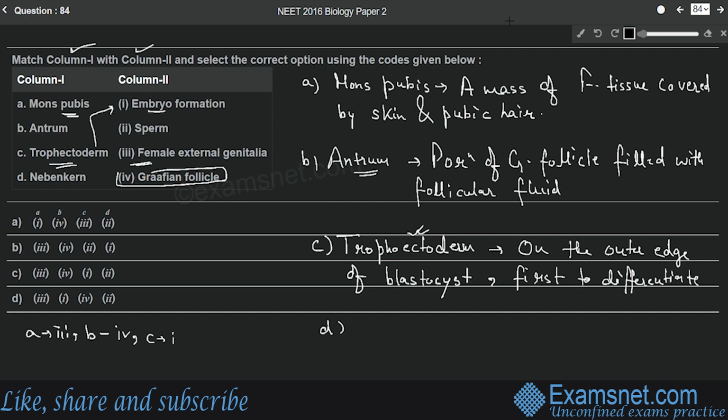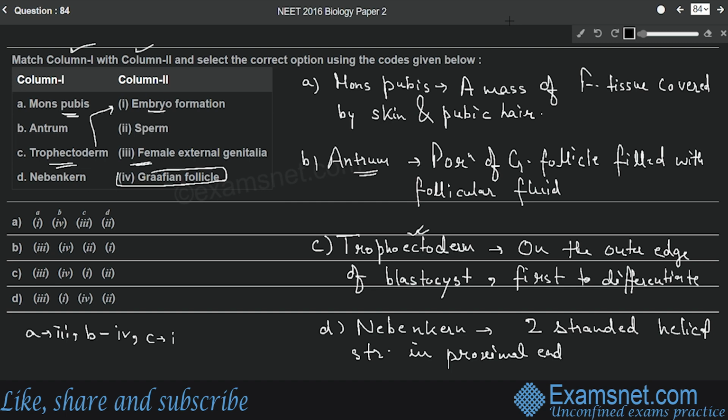And the last one is nebenkern. So what is nebenkern? It is derived from the mitochondria and it is a two-stranded helical structure in the proximal end of the tail region of the sperm. Okay, tail region of sperm. So basically this is part of sperm. So it will be matched with number 2, that is sperm. Okay, so the match for D will be number 2.